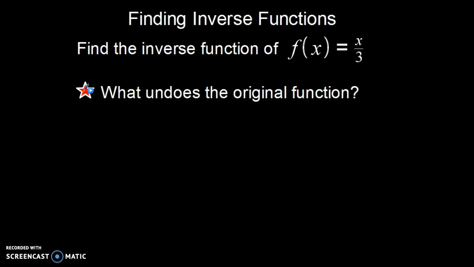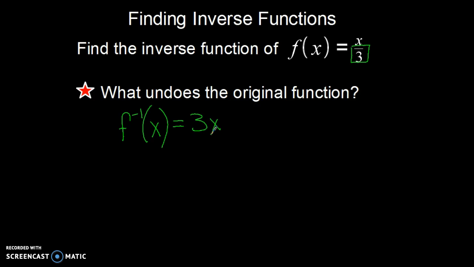So in our original f of x, we can see that the function just divides x by 3. So if we want to undo that to find our inverse function, instead of dividing by 3, we would have to multiply by 3. So our inverse function here is going to be f inverse of x equals 3 times x.